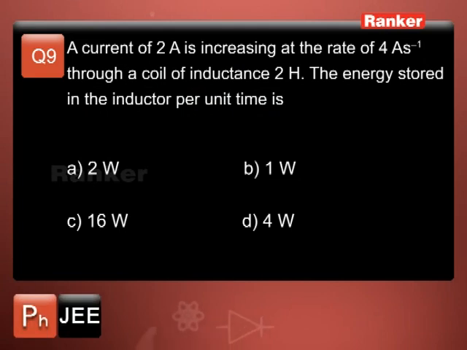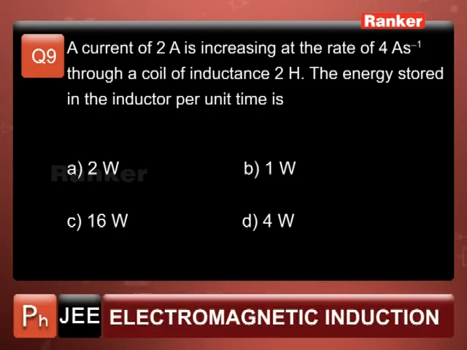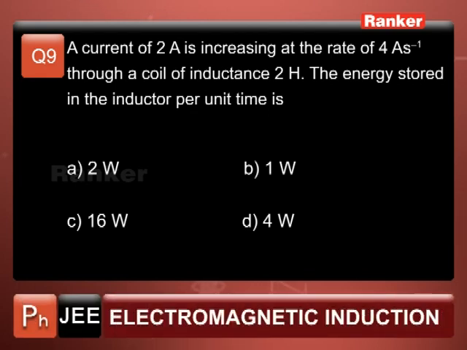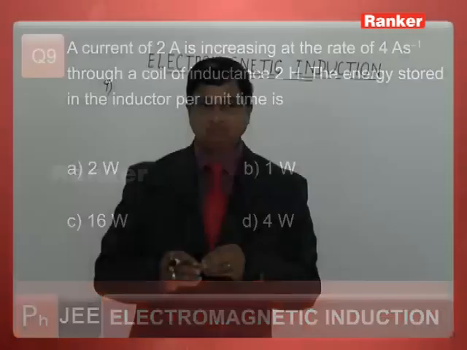So what are the values he has given? You see once again as far as the options are concerned. First option, it's given 2 watt. Second option 1 watt. Third option 16 watt. And fourth option 4 watt. These are the 4 answers mentioned. The correct answer obviously is C, that is 16 watt, which is the total power.